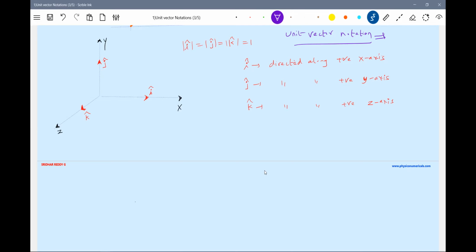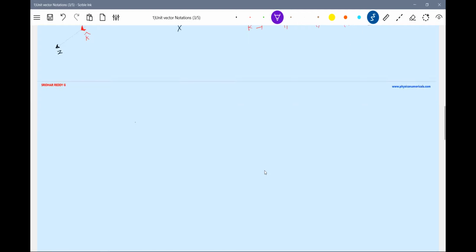So what is the use of this? What is the method of this one? If I take the same rectangular coordinate system, let there be a truck which is moving along.